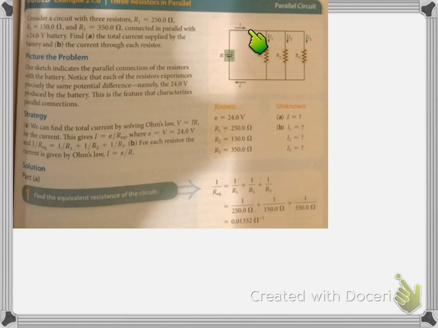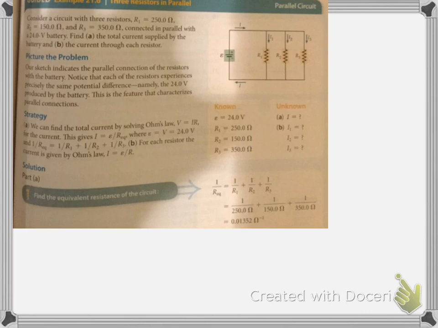All right, so let's see what we know. We know that resistor 1 is 250, resistor 2 is 150, and resistor 3 is 350. And that this is a parallel circuit hooked onto another 24-volt battery. All right, so A is find the total current supplied to the battery, and then the current through each resistor. So I have to find current in all 4 cases.